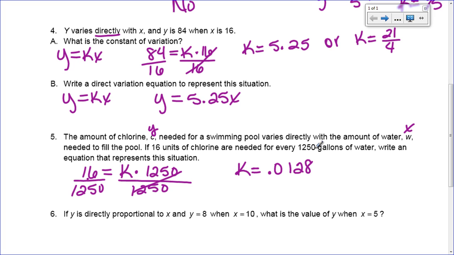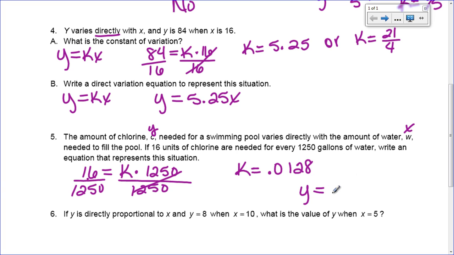Yes, it is small. Because what that means, what this little k tells me, is that I need this many units of chlorine for 1 gallon of water. Not a whole bunch. Okay? You don't need a lot. But that's not what they asked for. What they asked for was the equation. So now I got to go back and write my equation.